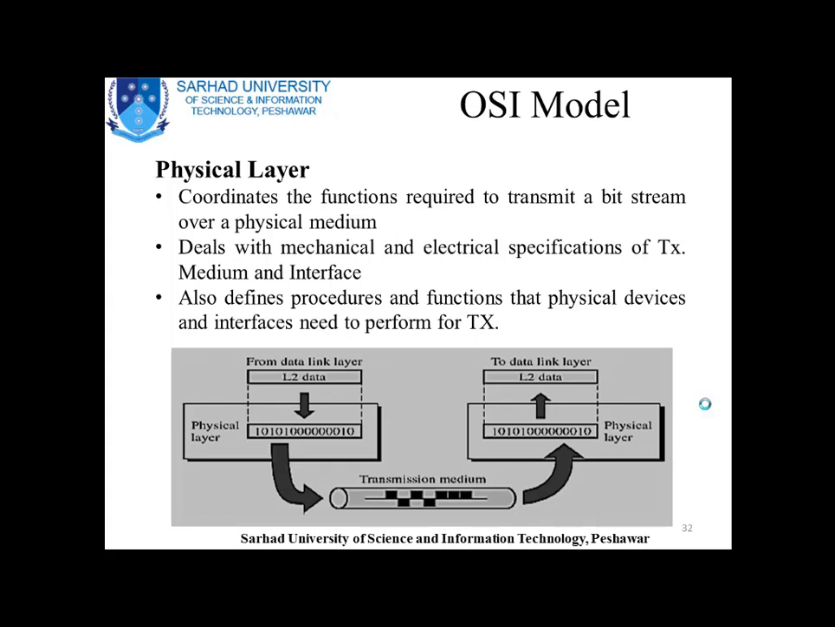Here comes the first layer of the OSI model, the physical layer. This layer is responsible for the transmission of data towards the receiver. It deals with the mechanical and electrical specifications of the transmitter, medium, and interface. Now what are the transmission medium and interface? Interfaces are the connections or links between different entities in the OSI model, and the transmission medium is a channel established from the transmitter to the receiver, and it can be either wired or wireless.